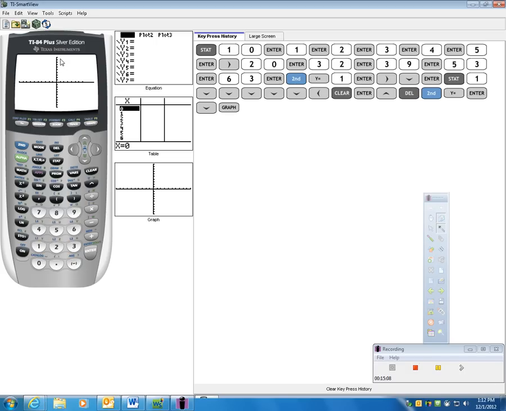The table in your book, the Y values are from 20 to 63. I have to change my window to show that. So let's go to the window. I'm going to change my Y values. I'll keep my minimum at -10, but I'm going to go all the way up to 70 for my Y values because I've got to get this graph all the way up to 70.